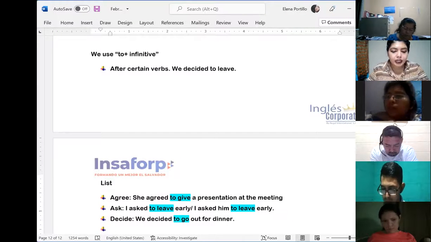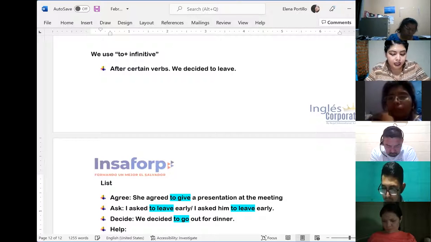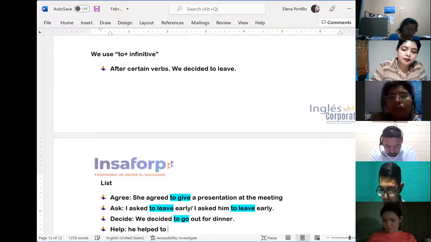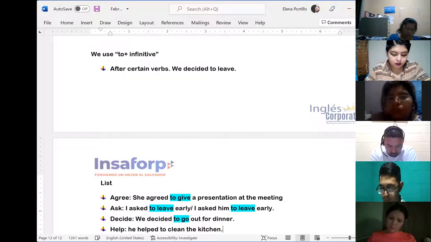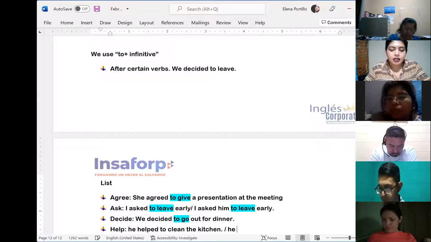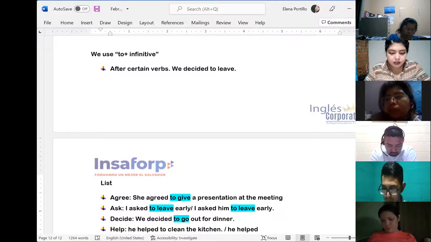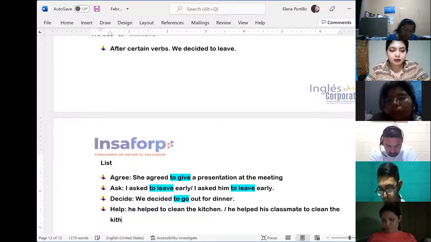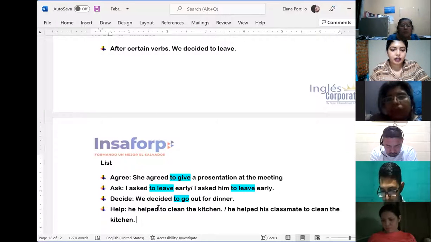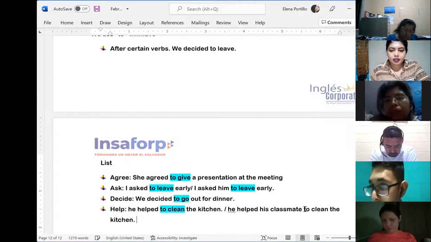Then we have another one that is help. And in this case, we have two ways to say it. He helped to clean the kitchen. Or we can say like this, he helped his flatmate. Or we can say he helped his classmate to clean the kitchen. So we have to clean like this and again.